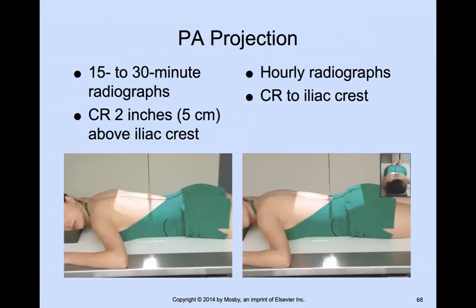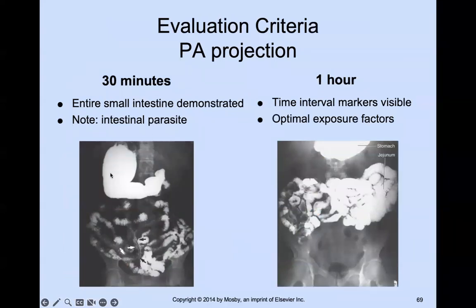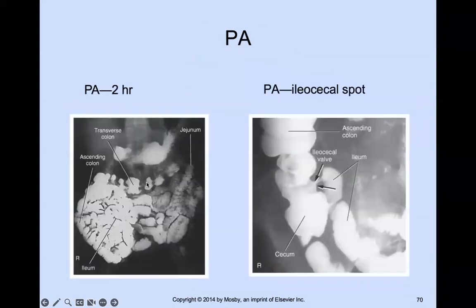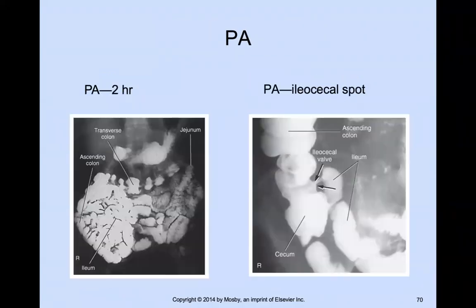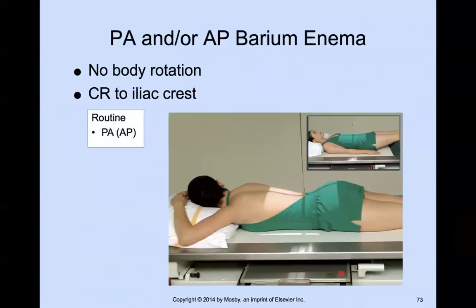Okay, so for the small bowel series, you guys, this is important. So for the 15 to 30 minute radiograph, okay, this is for the small bowel, okay, we're going to center 2 inches above the iliac crest, okay? So for 15 minute, 20 minute, 30 minute, anywhere in between, 2 inches above the iliac crest, okay? So 30 minute, 2 inches above the iliac crest. For the hour or anything after 30 minutes, we will be centering at the iliac crest.